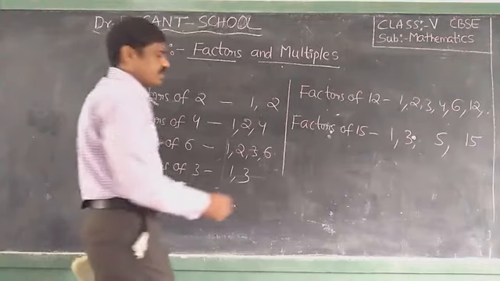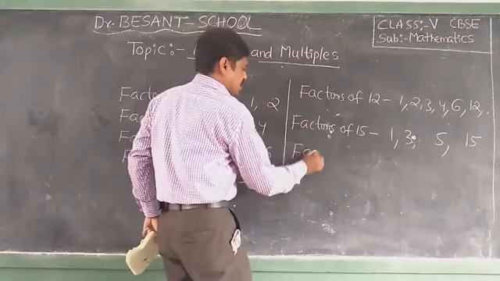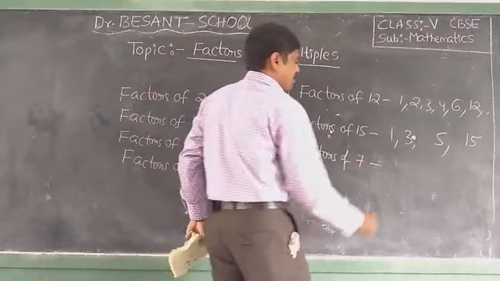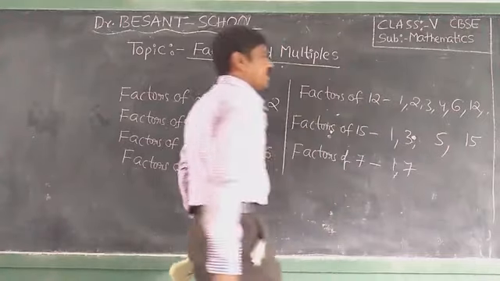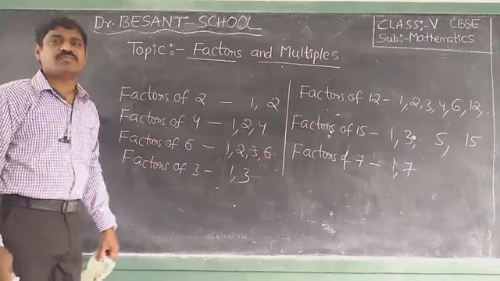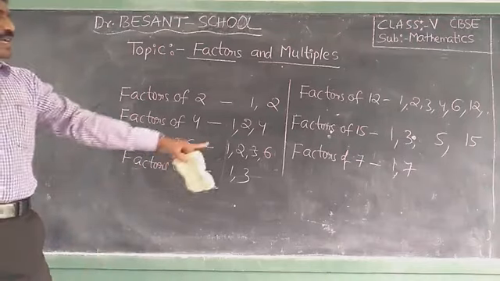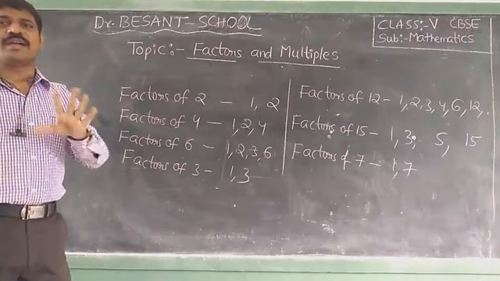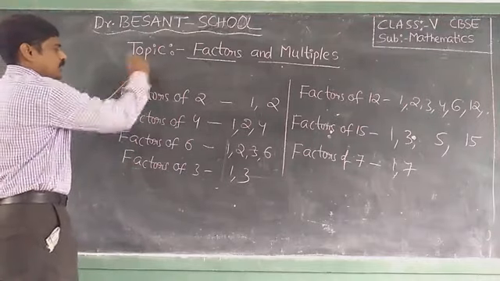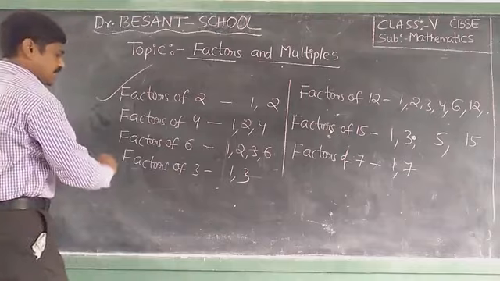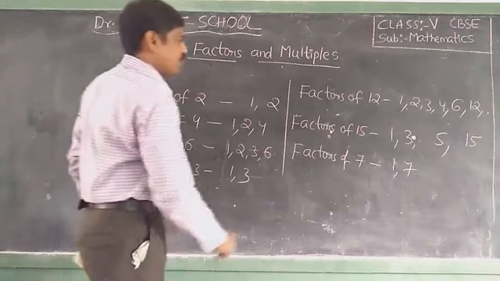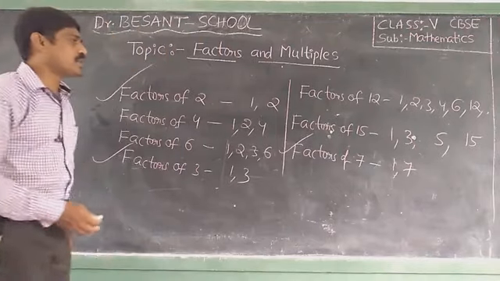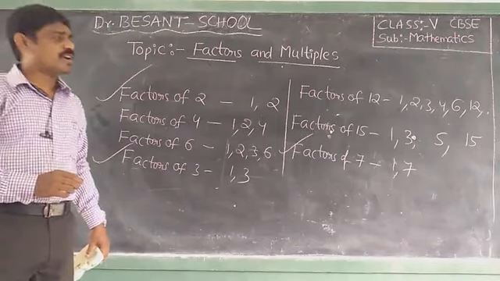Next, factors of 7. 1 7 is 7. 1 and itself. Why? Because 7 is a prime number. For any prime number, there are 2 factors: 1 and itself. 2 is a prime number, 3 is a prime number, 7 is a prime number, each with 1 and itself. So this is the basic method to find out the factors.